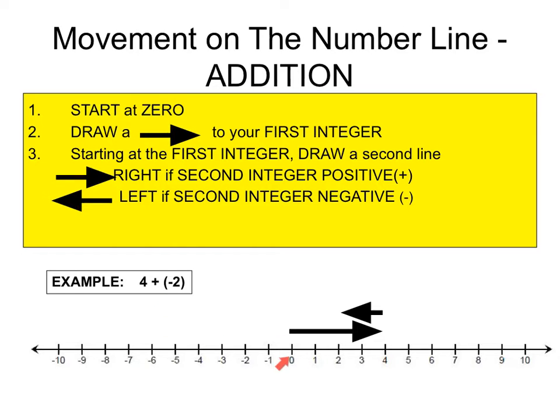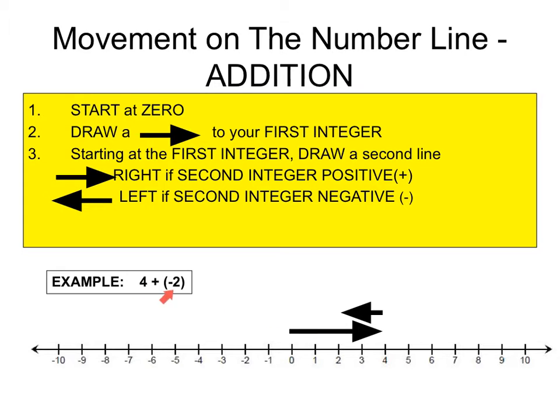So we start our movement on the number line at 0. We go out to positive 4, and that's our first line. Now the second part of that is we're going to add a negative 2. Well, when you're adding a negative, you're going to go to the left, and when you're adding a positive, you'll go to the right. So we're adding a negative, so we're going to jump back 2 spaces and draw our line from 4 to 2, and that's going to demonstrate that that's a negative 2.